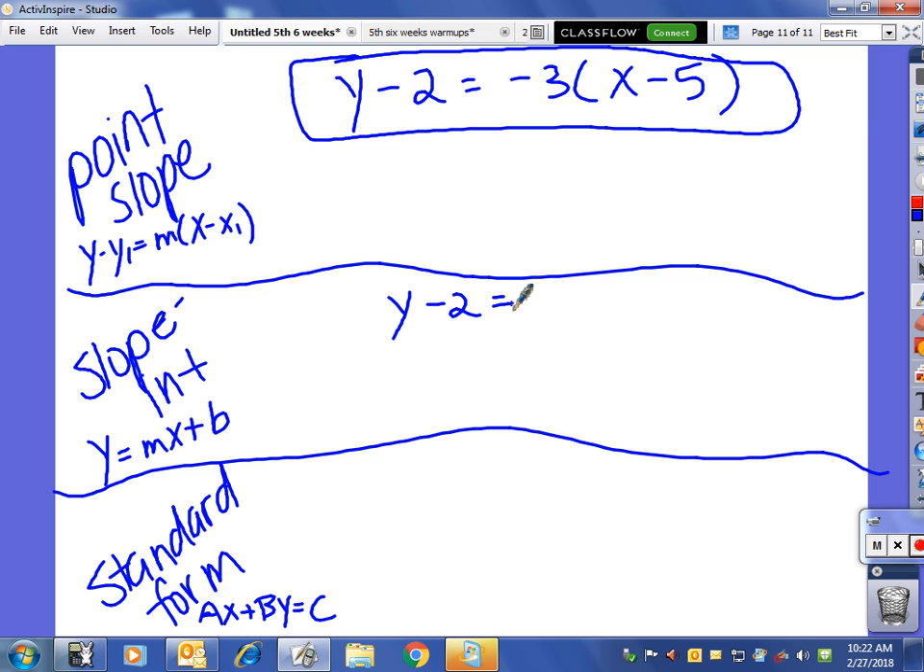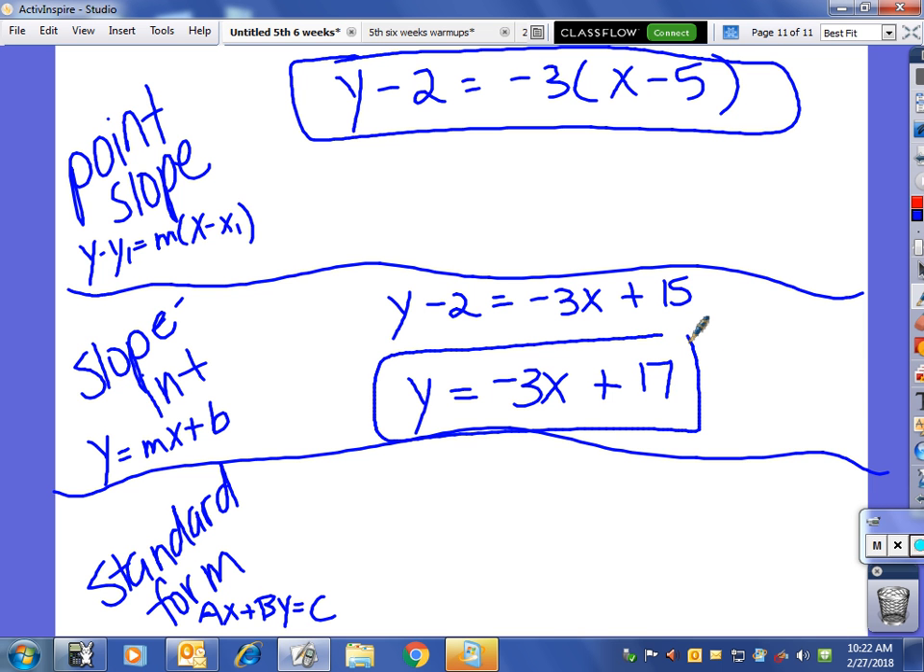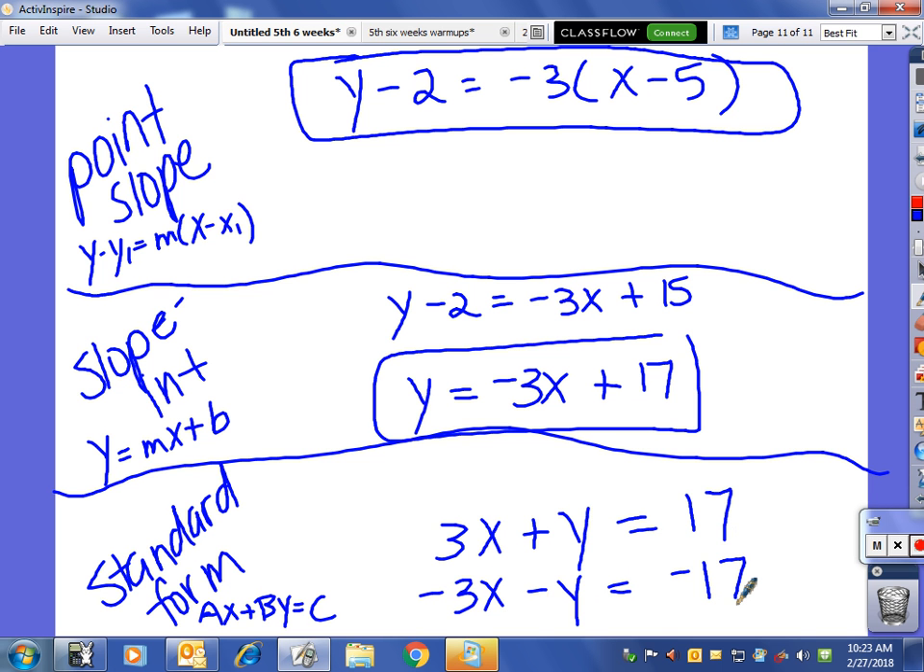So y minus 2 equals negative 3x plus 15. Now add that 2 to the other side. Y equals negative 3x plus 17. Now, what would that be in standard form? Move that negative 3x to the other side. 3x plus y equals 17. And they also could have it where the x is negative. You never know.